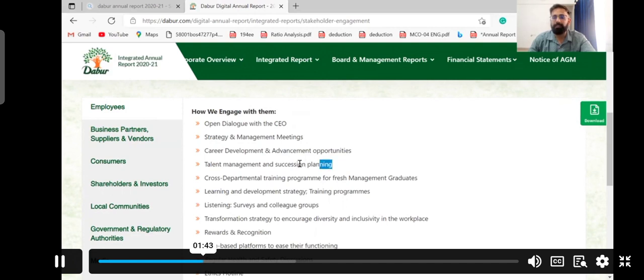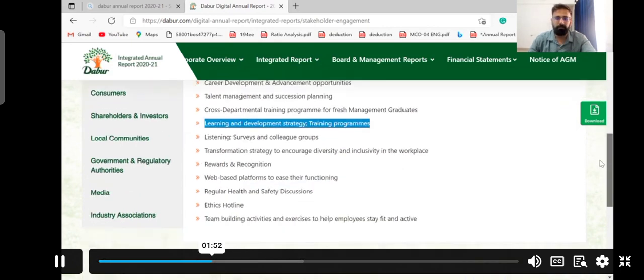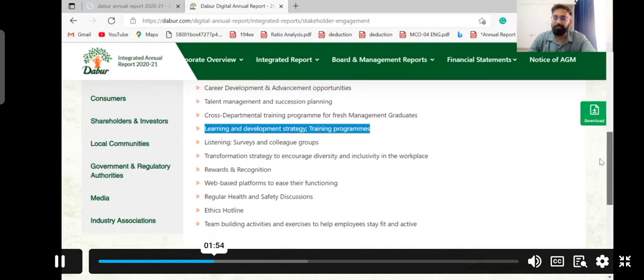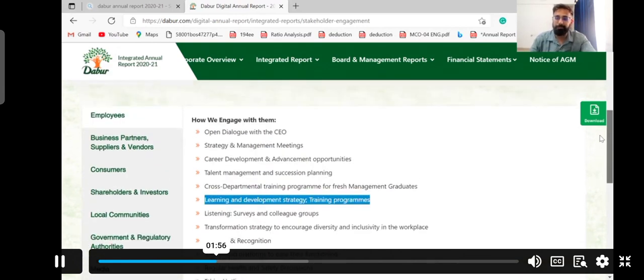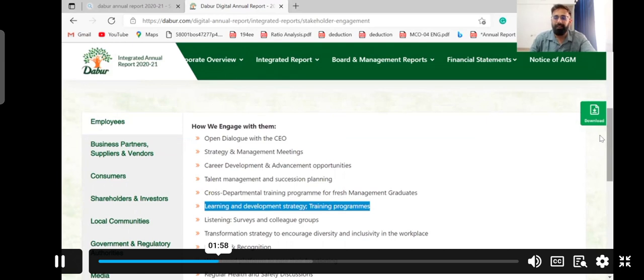Talent management and succession planning. Cross departmental training program for fresh management graduates. Learning and development strategy: they provide training to their employees. Listening survey and colleagues group. If employees are facing any problem, they definitely listen to them, or they have created whistleblower cells through which employees can provide information to top management, right?